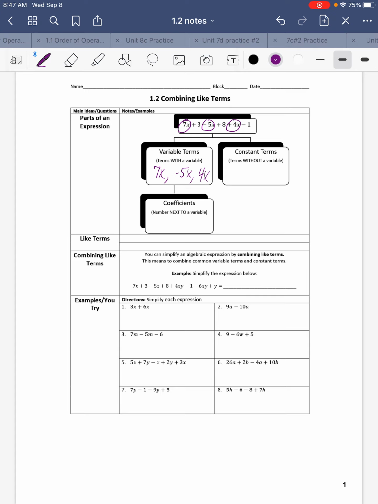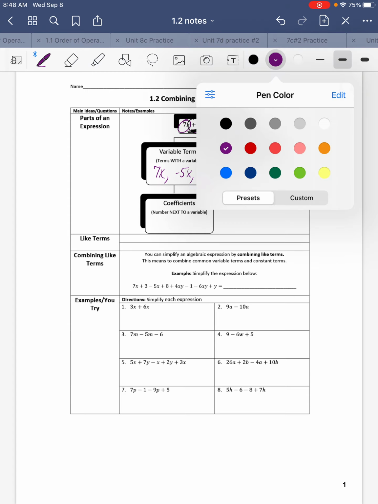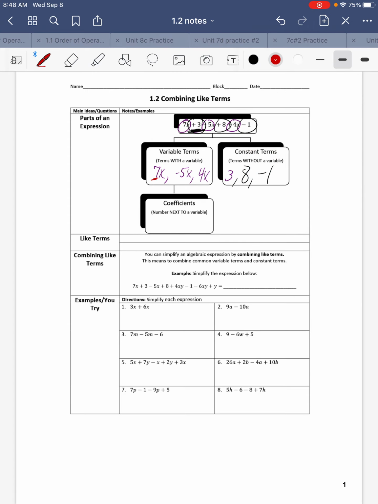Constant terms. These are the terms that don't have variables. So that's a positive 3, positive 8, and a negative 1. Coefficients. Coefficients are numbers next to the variables. So 7, negative 5, and 4.